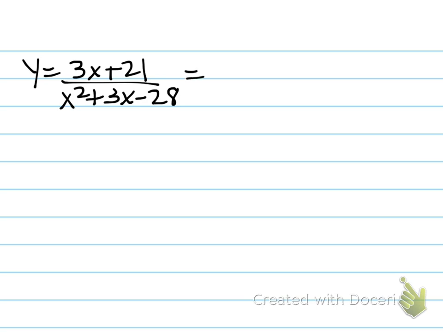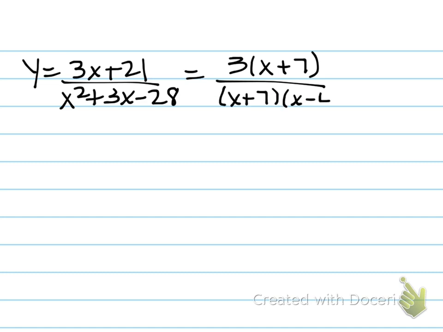So I want to factor the top. I get 3 times x plus 7. And I want to factor the bottom. I need to multiply to get -28 and add to get 3. I believe x plus 7 and x minus 4 will do that for me. So my x plus 7's reduce, and I'm left with 3 over x minus 4.